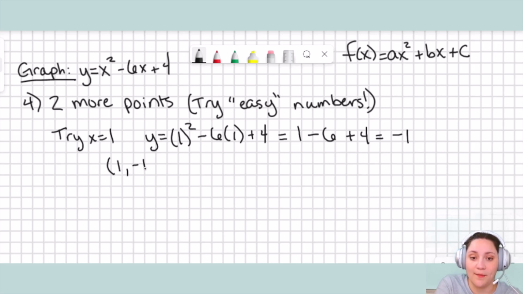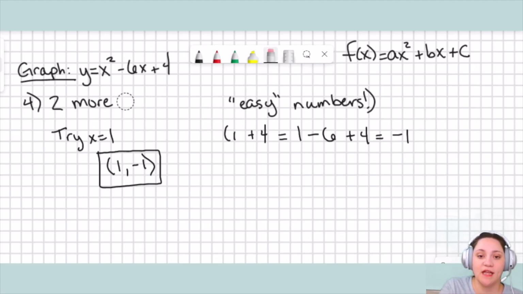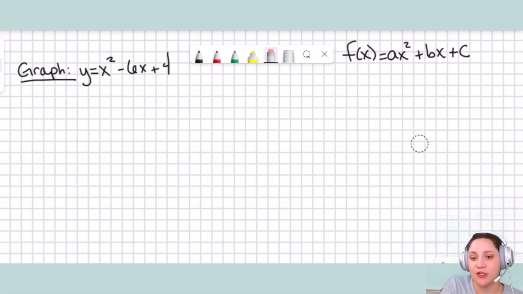So we've got 1 comma negative 1. And we're going to stop there, and you're going to see why. Although, yes, I said 2 more points, we kind of did find 2 points. It's a little bit of a mystery, but it'll make more sense once I actually graph it. So let's quickly summarize the results of our 4 steps. And this is kind of how I suggest you organize your paper.